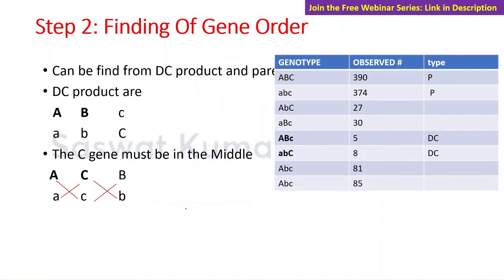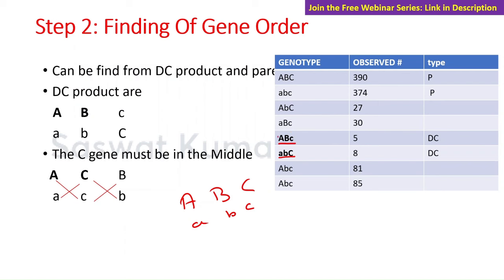Okay, then what is the next step? We have to find the gene order. What is our double crossover product? Capital A, capital B, small c. Then small a, small b and capital C. What are the parents? Parents are capital A, capital B, capital C, small a, small b and small c.